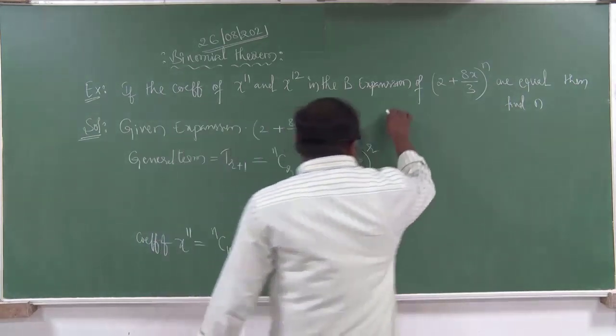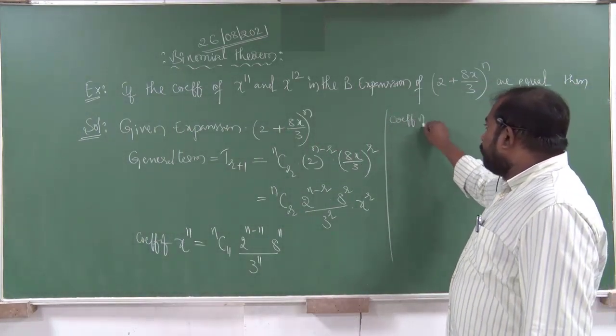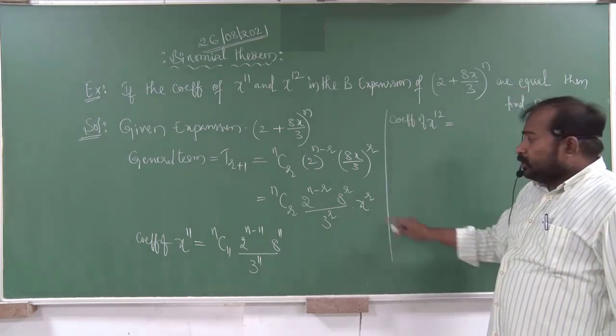Similarly, what is the coefficient of x power 12? The coefficient of x power 12 is equal to, replace r by 12. Then what will you get?